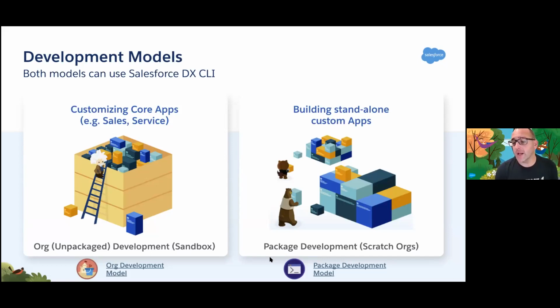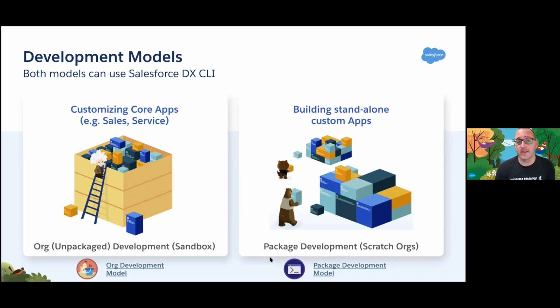The right-hand side is called the package development model. And so if you've heard the word scratch org, then scratch org is where you will develop a package, and then you will bundle up that package, and that is installed similar to a managed package on the path to production. We're going to be talking about the org development model today. This is the area that most people are still in today. If you do have any questions about the right-hand side, the package development model, more than happy to answer those at the end.